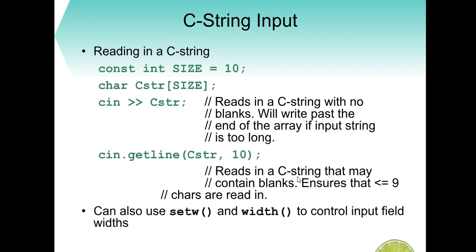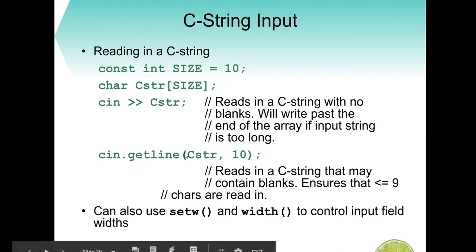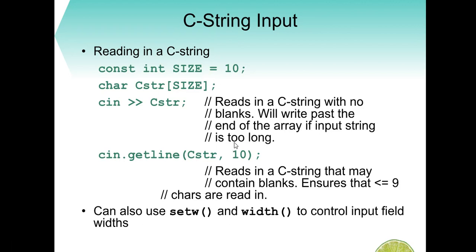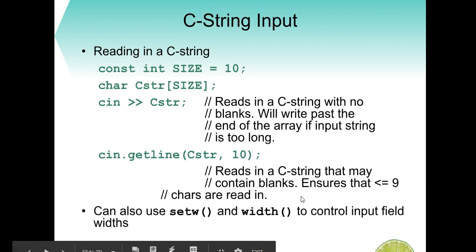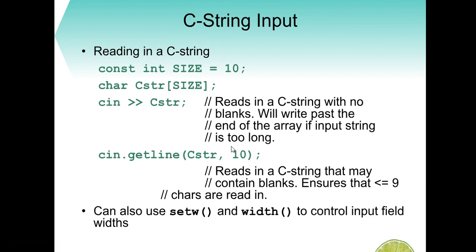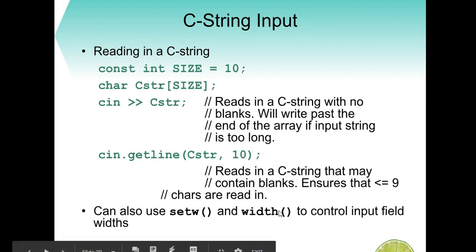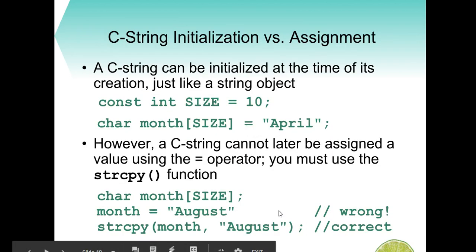cin.getline reads in the C string that may contain blanks. It ensures that less than or equal to 9 characters are read in. So the previous one will go beyond the end, it sounds like. I haven't run the sample code. This one will actually stop. So you can read in no more than 10 characters. You can also use setw and width to control the input fields.